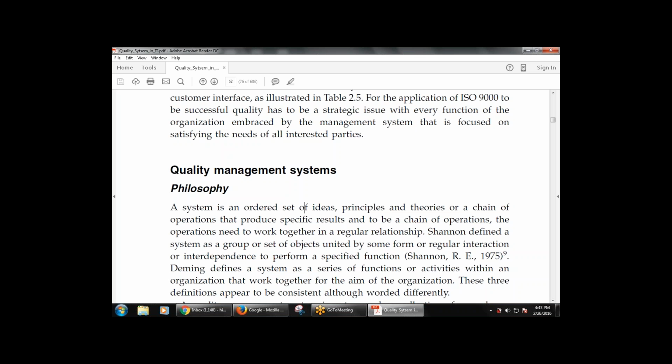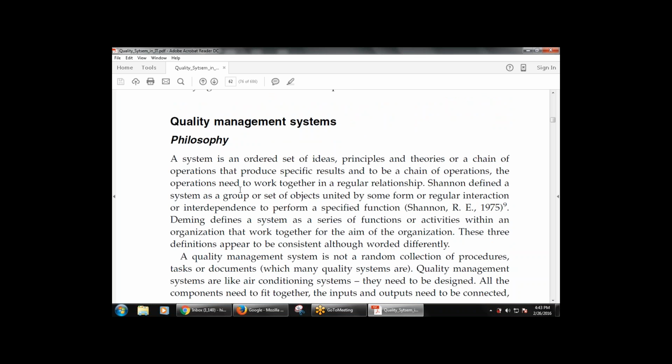So whatever the chain of operations that is carried out to produce a specific result is also used as a chain of operations that need to work together in a regular relationship. So this is one of the philosophies. That means a system is an ordered set of ideas, principles, and theories, whatever the term that is used. And Deming defines a system as a series of the functions or activities.